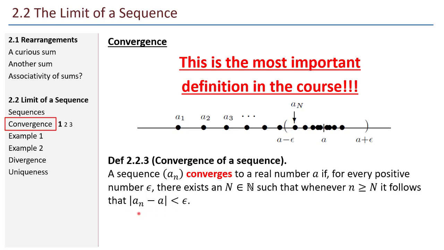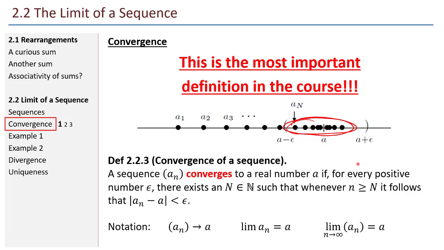See if you understand that. a sub n is within epsilon of a. My a sub n's are all inside the epsilon gate. Or you might read this using the word distance: the distance between a sub n and a is less than epsilon.